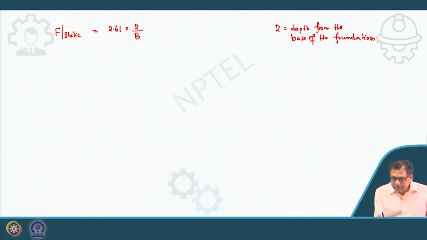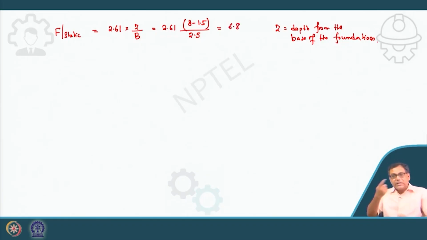Okay. So now here, how much is Z? Z is measured from the base of the foundation. It is 8 minus 1.5, divided by B, which is 2.5. So your factor of safety will be 6.8. That is the way we increase the factor of safety, so that I can incorporate the reduction of the static shear stress. Clear? So now my F static is 6.8.